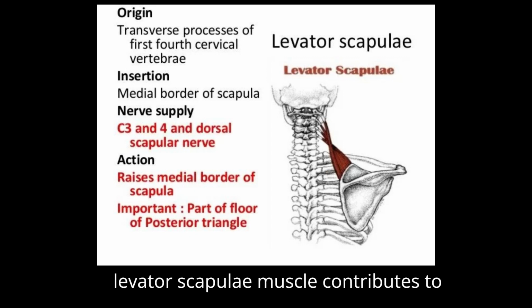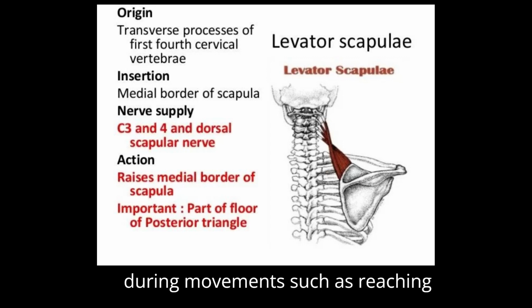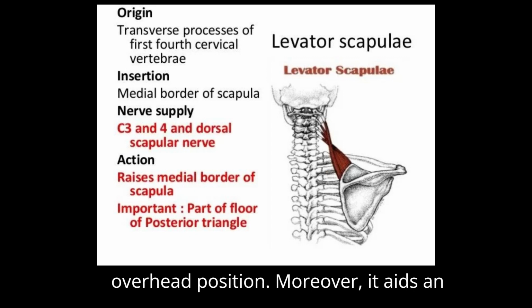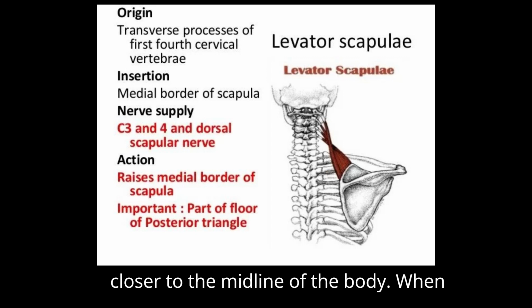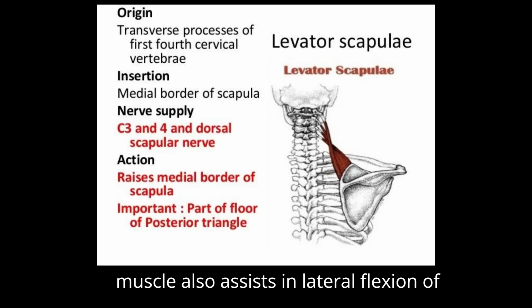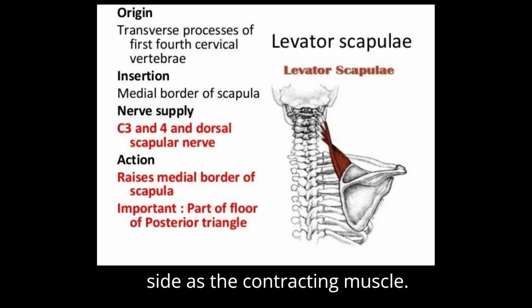Additionally, the levator scapulae muscle contributes to the downward rotation of the scapula during movements, such as reaching downward or returning the arm from an overhead position. Moreover, it aids in adduction of the scapula, pulling it closer to the midline of the body. When acting unilaterally, the levator scapulae muscle also assists in lateral flexion of the neck, tilting the head to the same side as the contracting muscle.